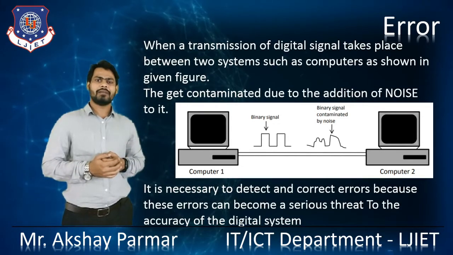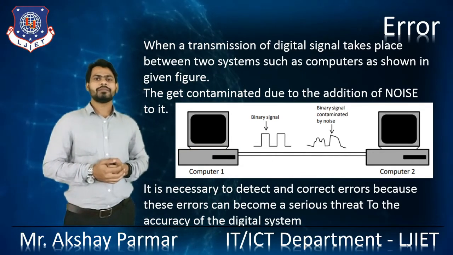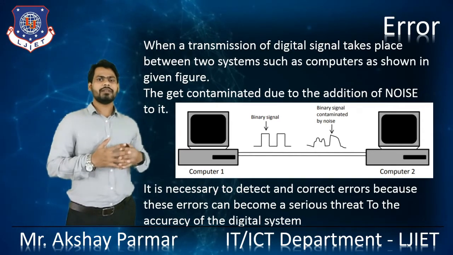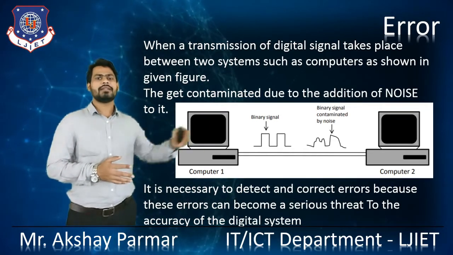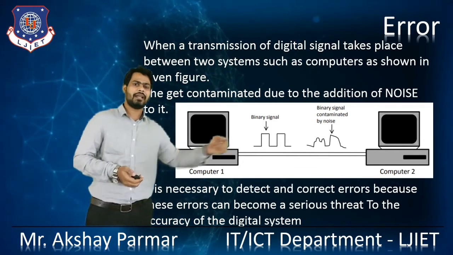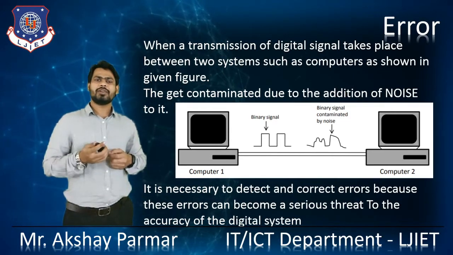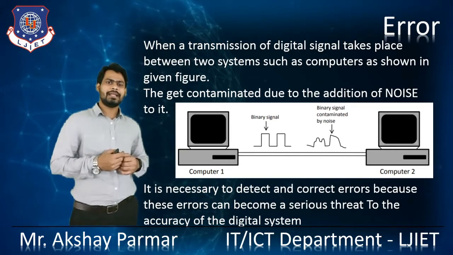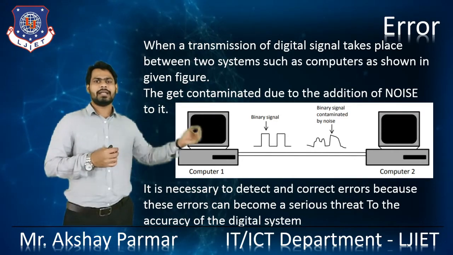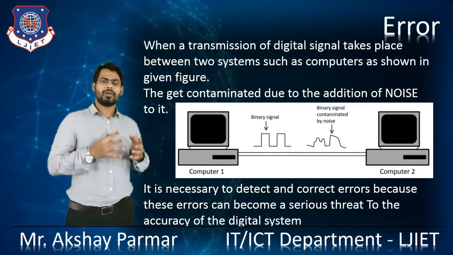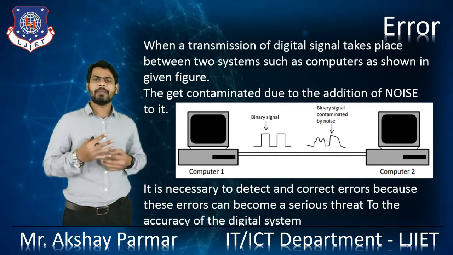In this diagram you can see that the sender is sending the data in the form of a square wave. During the transmission, the signal suffers from noise and the data becomes erroneous data, so the receiver receives data with the error. When the transmission of a digital signal takes place between two systems, such as the computers shown in the figure, we have taken computer 1 as the sender and computer 2 as the receiver. The data gets contaminated due to the addition of noise during the transmission. So computer 2 is not receiving the data which was sent by computer 1.